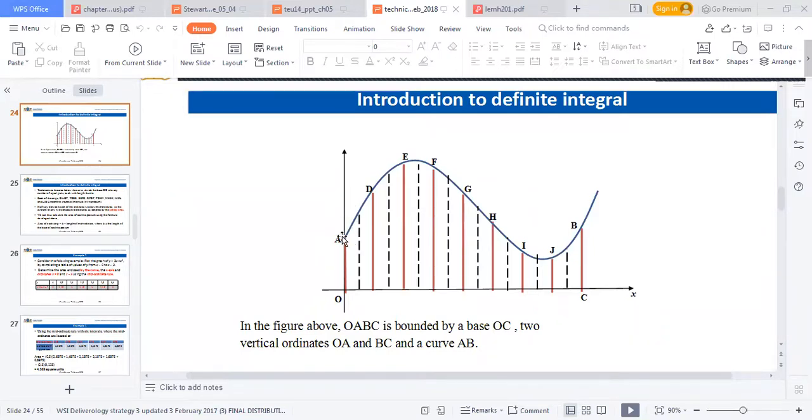Suppose we have a function f of x like this, then the bounded region from A to B will be this, UABC. So in this figure, UABC is bounded by UC, which is the length along the x-axis, and vertical ordinates UA, this is the initial, and BC is the final. So the bounded area is UABC.